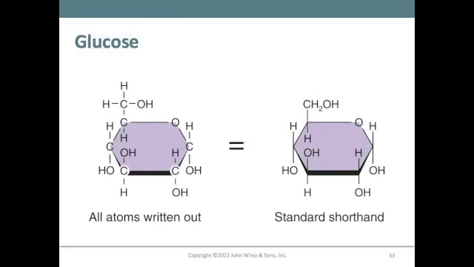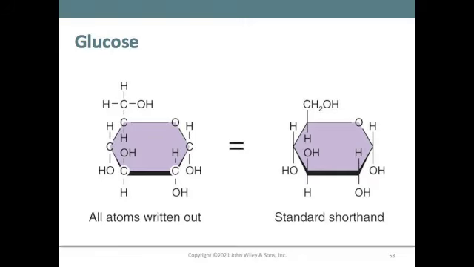And that brings us to figure 2.13 on page 45. And this shows alternative ways to write the structural formula for glucose. So in standard shorthand, carbon atoms are understood to be at locations where the 2 bond lines intersect.